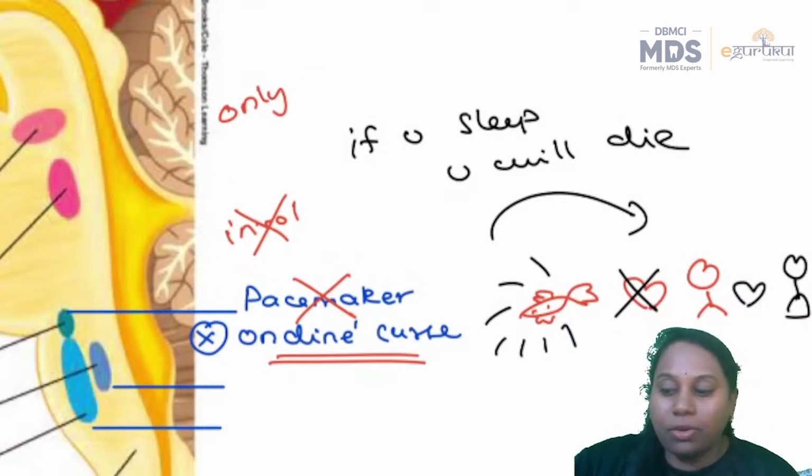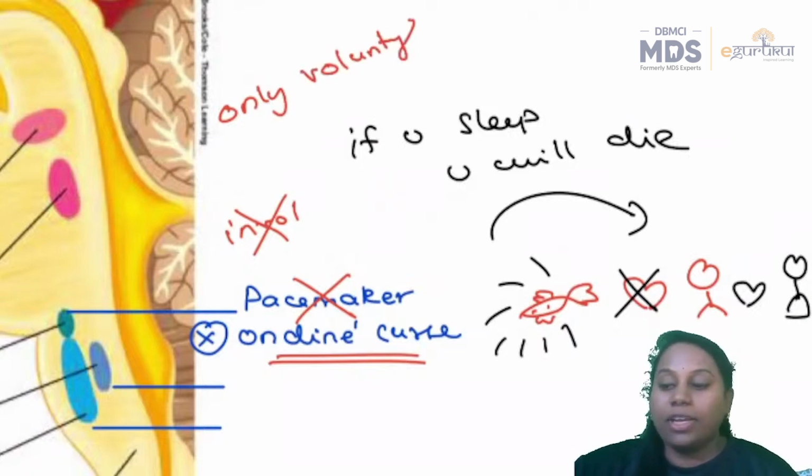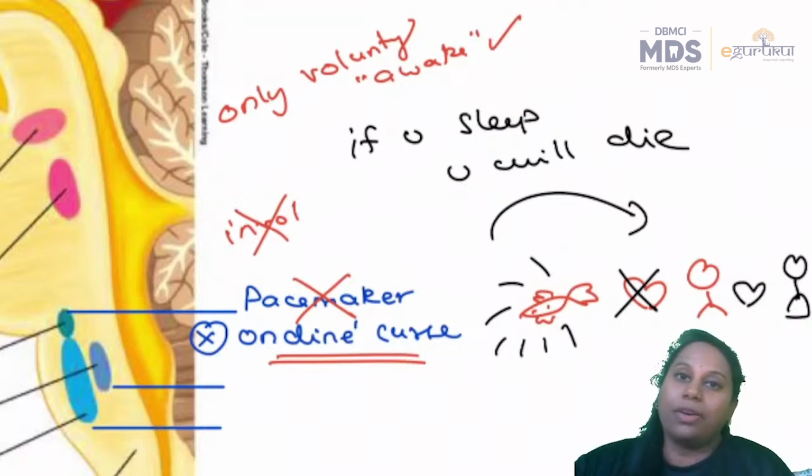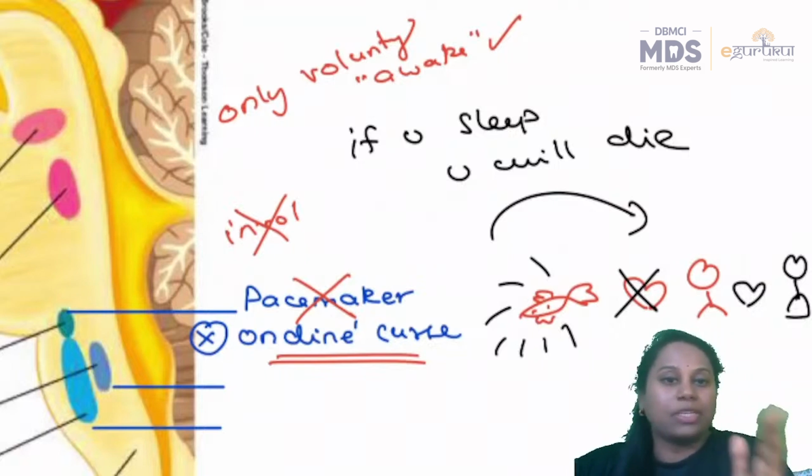He can breathe only by voluntary breathing. When you are awake, you can do voluntary breathing. But if you sleep, you can't do voluntary breathing. The person will die. If you sleep, you will die, because the involuntary center is gone and only voluntary breathing you can do.